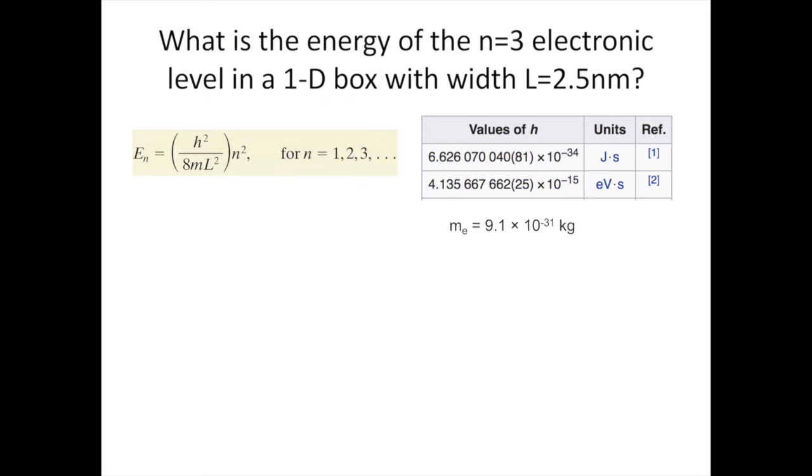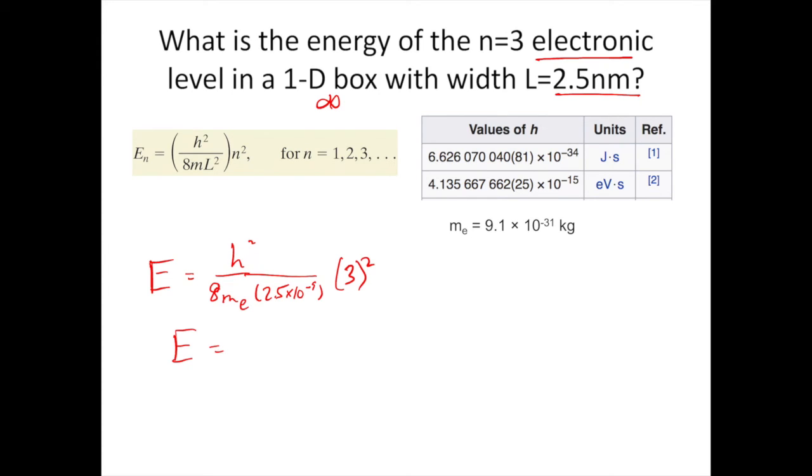All right, so what's the energy of the n equals 3 electronic level in a 1D box, I didn't put infinite, but anyways, with a width of 2.5 nanometers. So again, this is basically plugging in. What's the energy? We get h squared over 8m. This is the mass of an electron, right? We're told electron. And then L, 2.5 times 10 to the minus 9. And then n squared is 3 squared. Right? So E will equal, and then we can decide whether we want to do eV or joules.